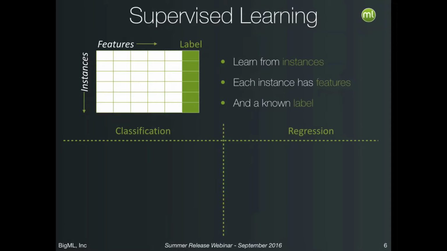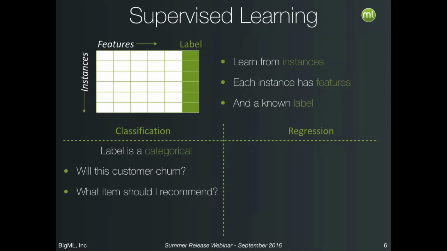Now, supervised learning comes in two distinct varieties, classification and regression. The difference between these two varieties relates to the type of data that is provided in the label. For classification, the label is a categorical value, a discrete value, a list of things, like red, green, blue, or elephant, zebra, hippo. This type of data is associated with models that predict things like, will this customer churn, true or false? What item should I recommend, shoes, pants, etc.? Or perhaps even, does this patient have diabetes?